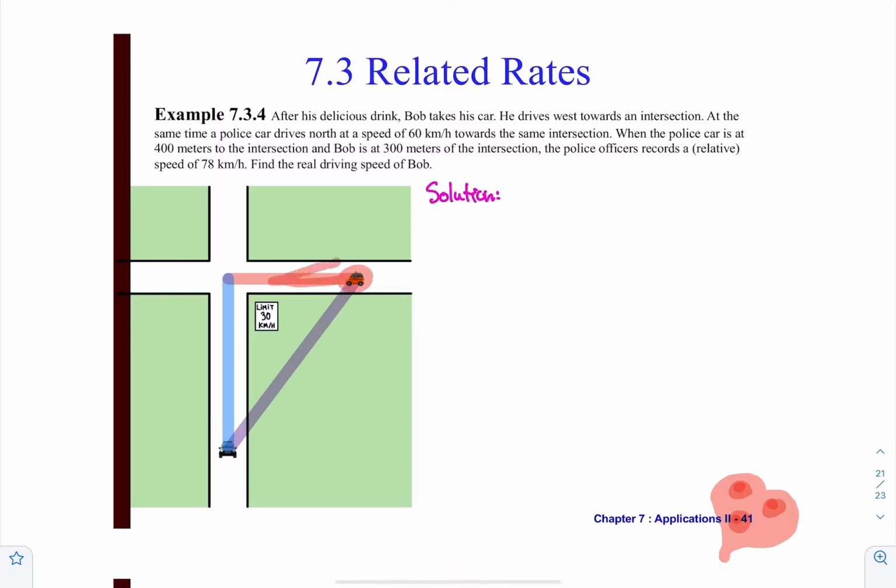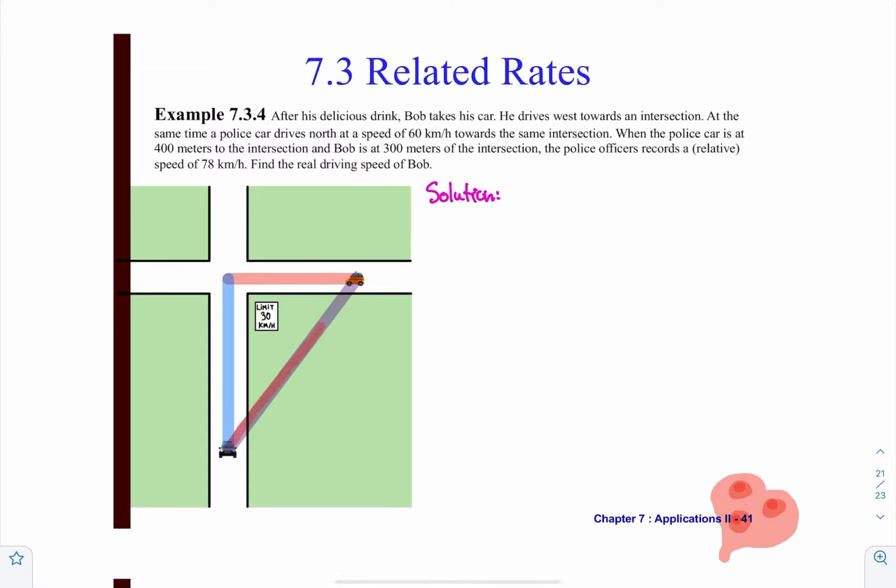At the same time, sadly for me, a police car drives north at a speed of 60 kilometers per hour towards the same intersection. When the police car sees me, he's at 400 meters from the intersection, and I am at 300 meters of the intersection. The police officer records a relative speed of 78.